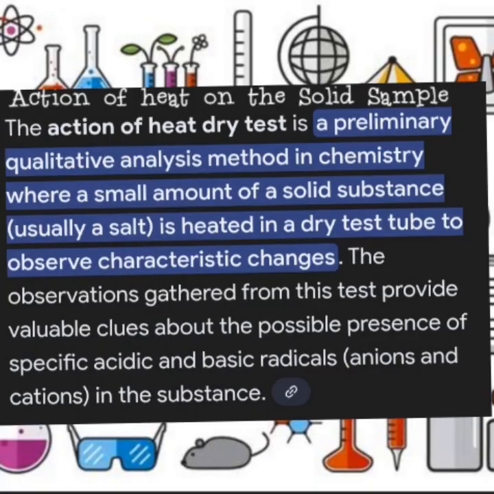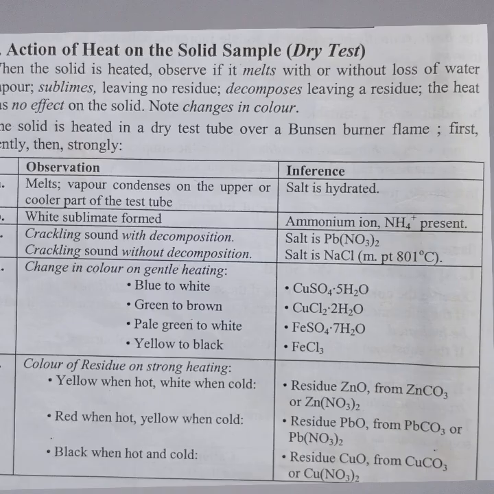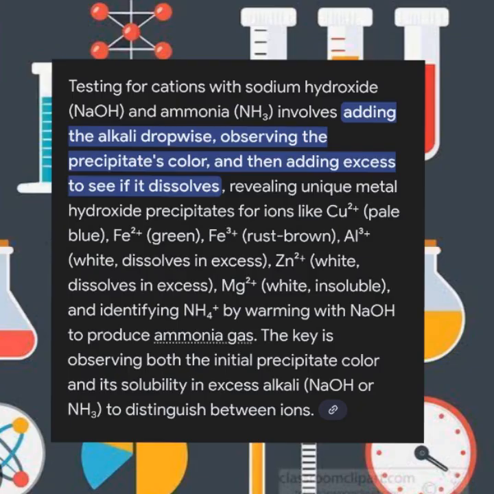Then there is also the action of heat on the solid sample. This is just a preliminary qualitative analysis method, where you put a little of the sample in a dry test tube and heat. Here we want to see if decomposition happens and what gas is given out. You test if it's acidic or not acidic. So these are good examples, and you can read through them very well to understand what gas is given off or not.